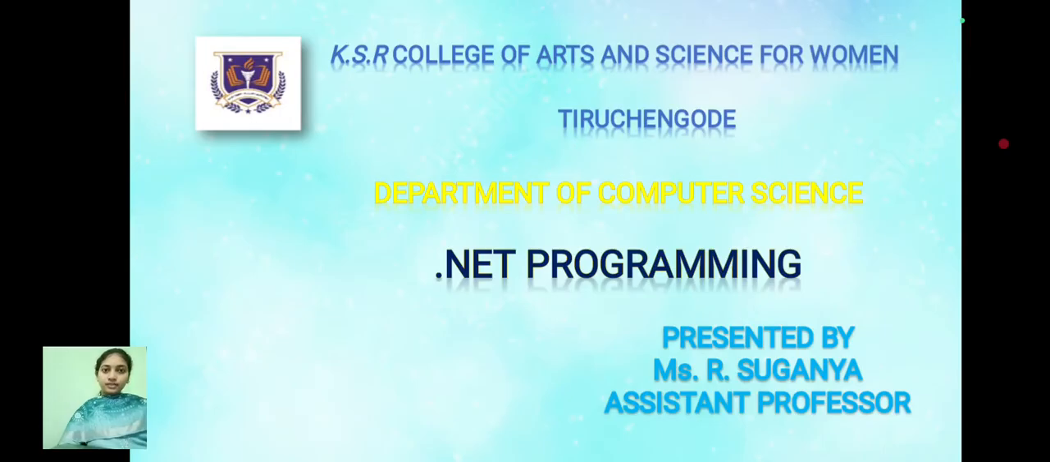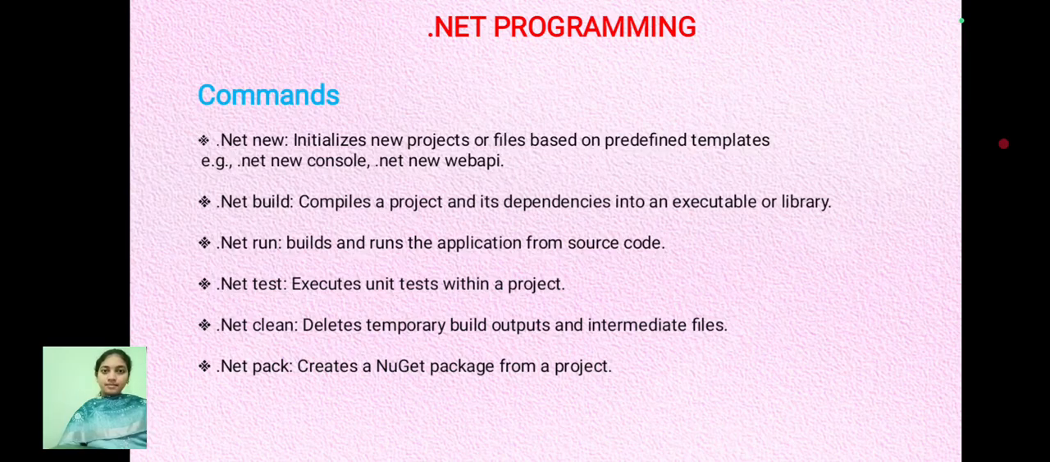Today we are going to discuss .NET programming. Commands. .NET New initializes new projects or files based on predefined templates: .NET New Console and .NET New Web API. .NET Build compiles a project and its dependents into an executable or library. .NET Run builds and runs the application from source code.